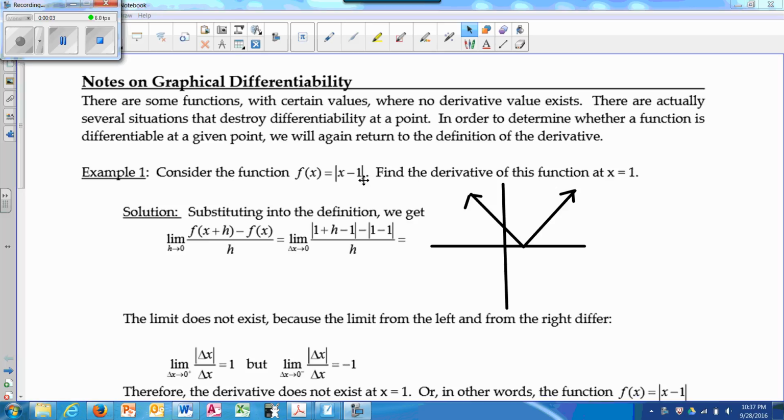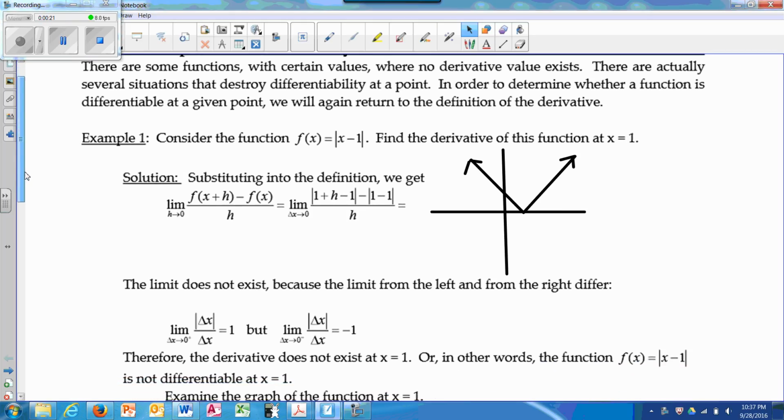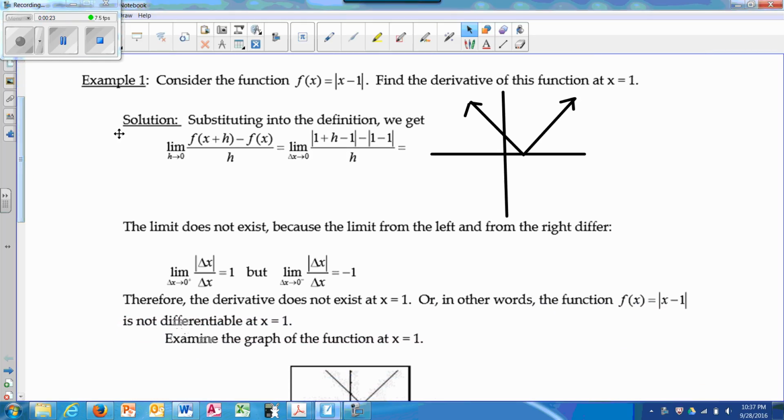Okay, so we're going to talk about graphical differentiability. In the previous video that you were watching, we talked about the fact that you could not have a derivative at a sharp turn on a curve. What's really important about this for the AP exam and for any question that you complete in this class is that you understand that a derivative, by definition, is a two-sided limit.